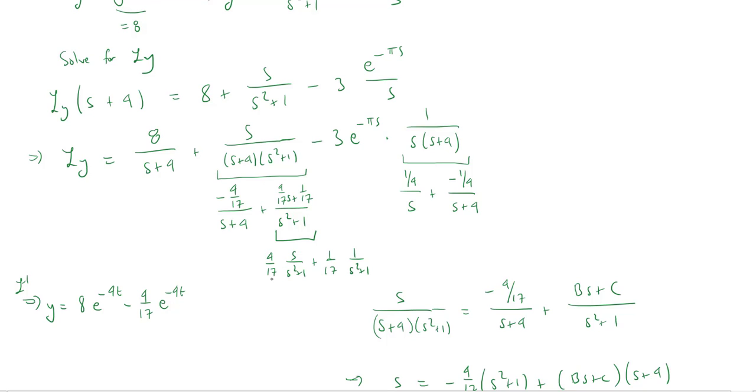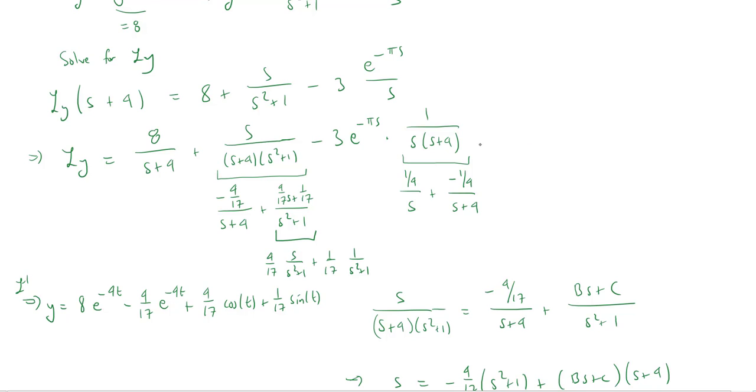Okay, then I move over. Here I have 4/17, and s over s squared plus 1, that's the Laplace transform of the cosine. So this is cosine of t plus 1/17. Then I have 1 over s squared plus 1. That's just the Laplace transform of the sine. Okay, then I have minus 3. Oh, okay, so this one is a little bit trickier looking, right?